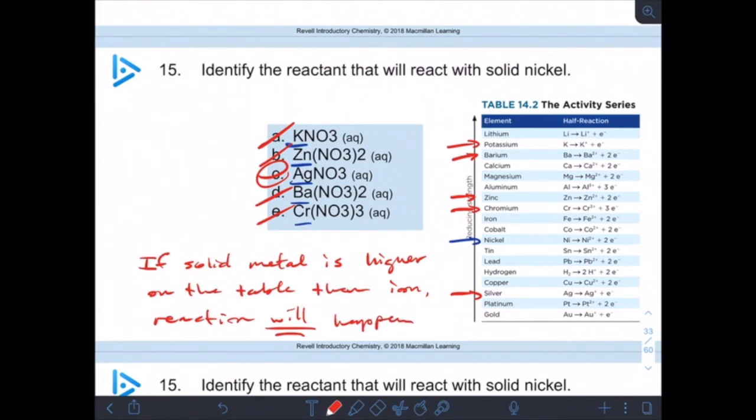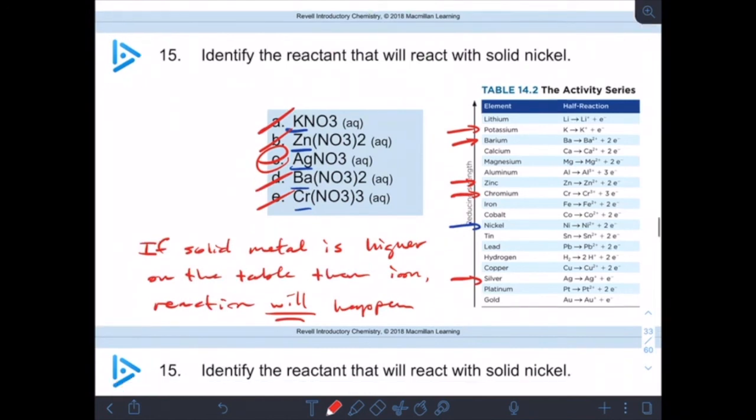Okay. So the trick is to identify the ion, right? And we're talking about the positive ions. We want to know about the metal ions. We don't care about the nitrates. The nitrate was the same in every multiple choice. All nitrate ions, okay? So we're concerned with the metal ions. And if the metal ion is lower on the table than the solid metal, then we will have a reaction.